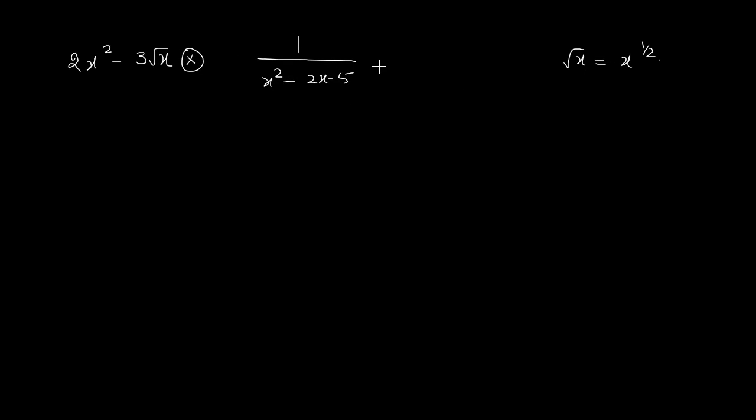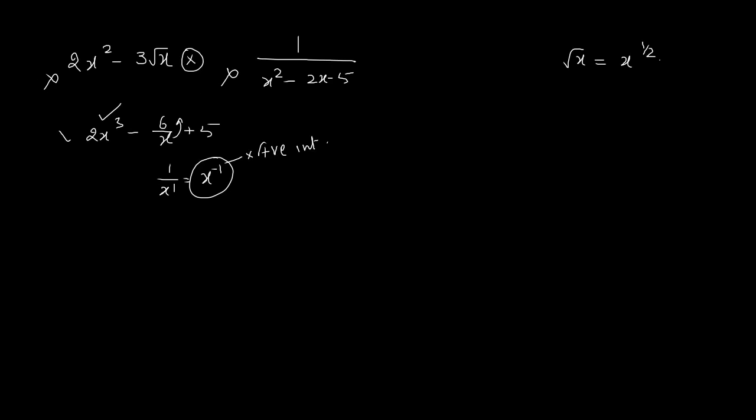We won't get any of these values to define that as a polynomial. Or otherwise 2x cube minus 6 by x plus 5. If I write this in terms of powers, 1 divided by x to the power 1 is written as x to the power minus 1. It's not a positive integer. So in all these cases, I can safely say that they are not polynomials.